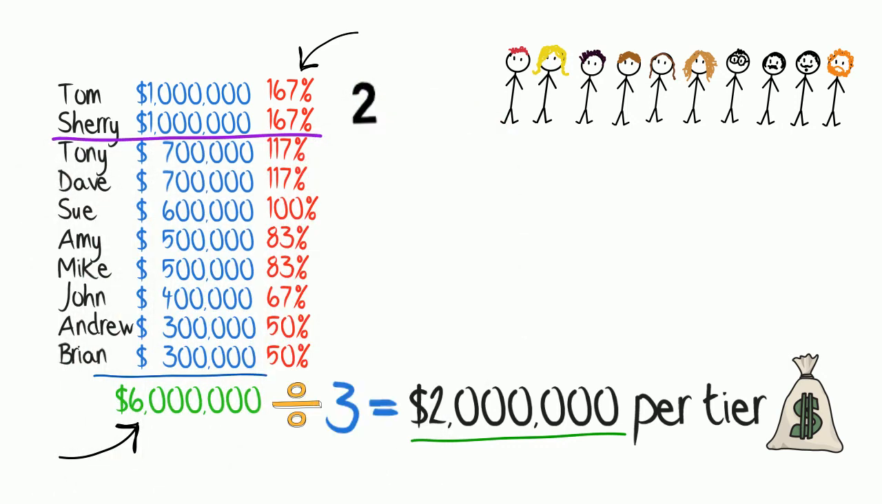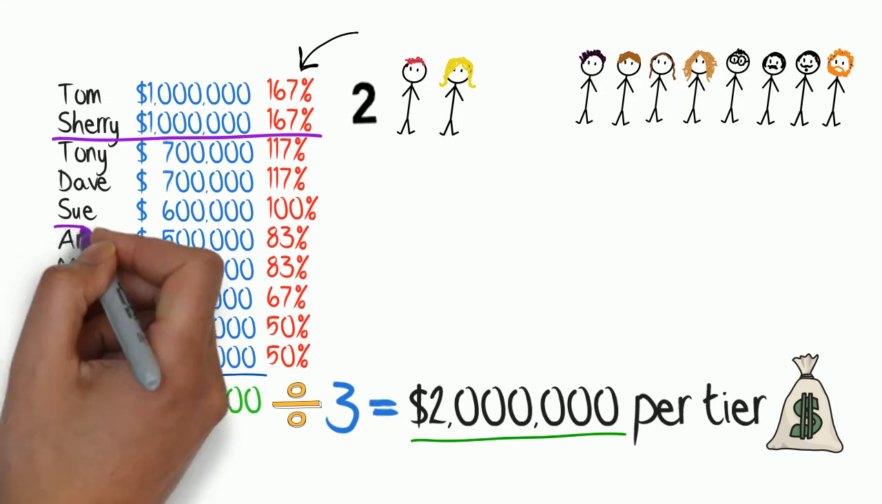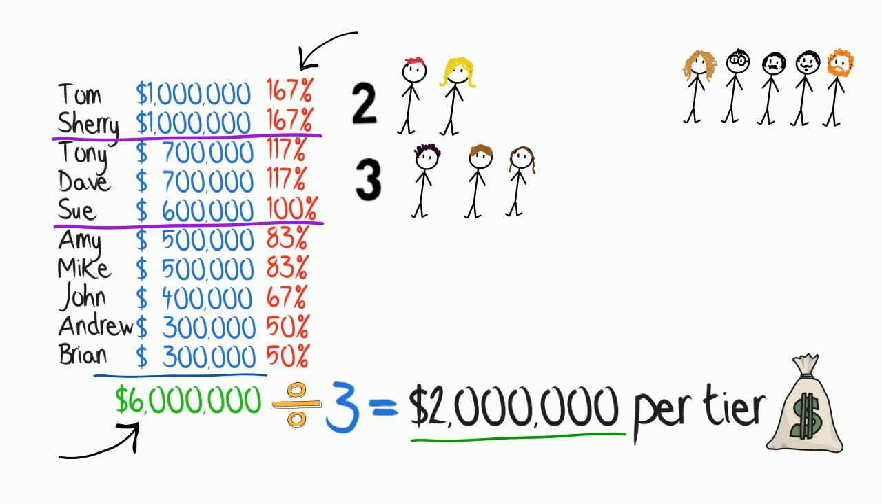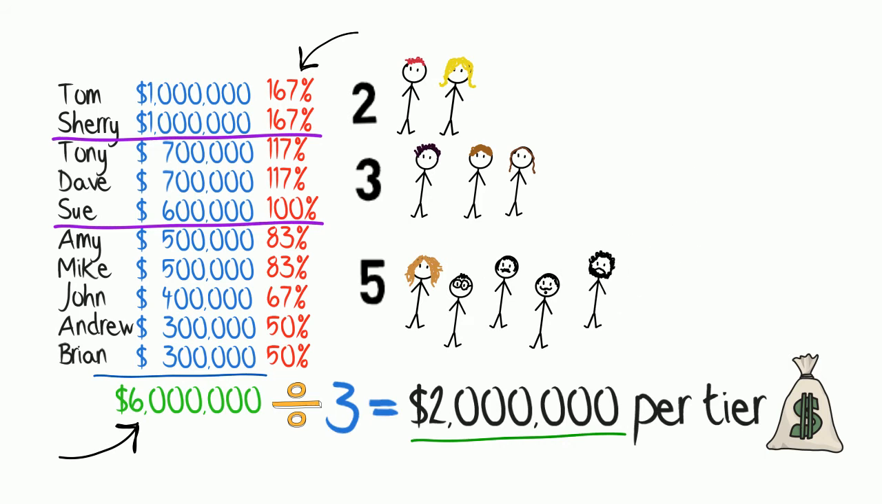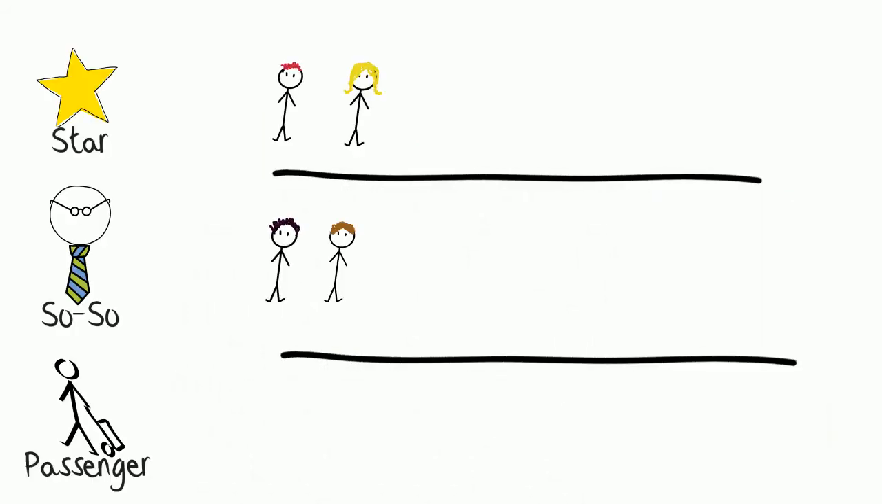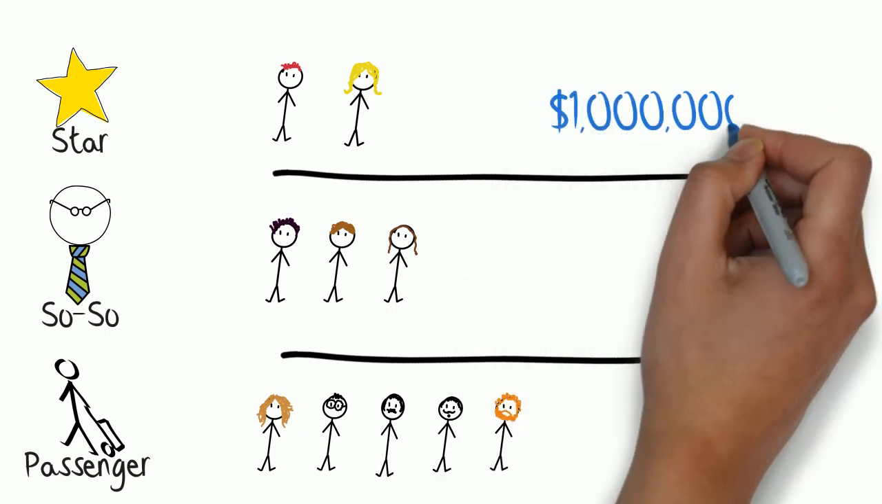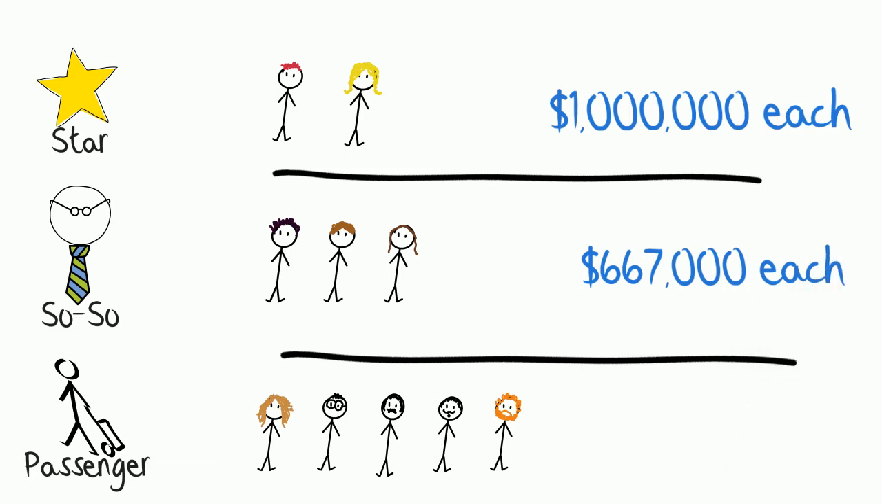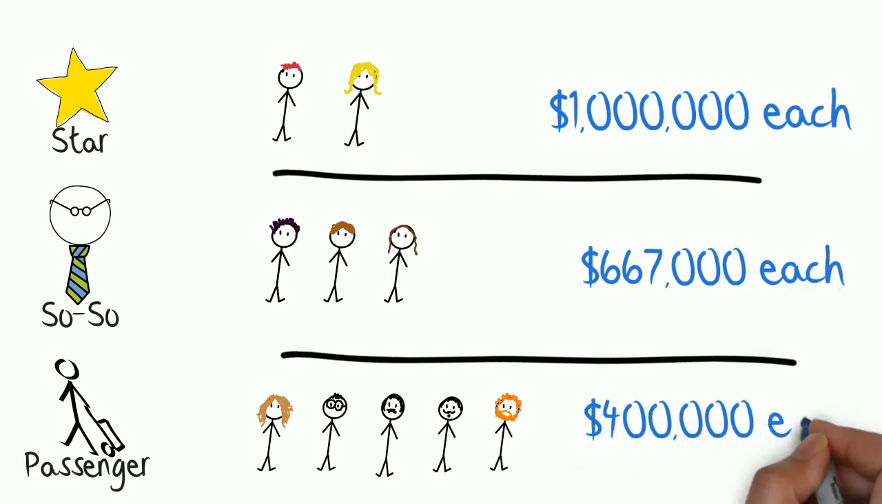It requires 2 in the top tier to equal $2 million. It takes 3 in the middle to come up with a $2 million requirement, and 5, half of our 10-person sales team, are required to come up with $2 million in sales value to occupy the bottom tier. That also means the average sale for each tier is $1 million for each star, $667,000 for each so-so player, and $400,000 for each passenger. Now we have something we can manage.